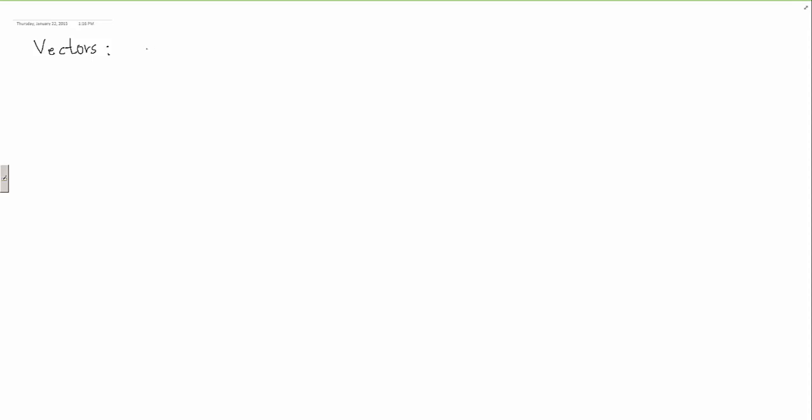So essentially, vectors need two things. The first one is the magnitude, and the other thing is direction. Now a vector is represented something like this: a vector starting at O, ending at A.